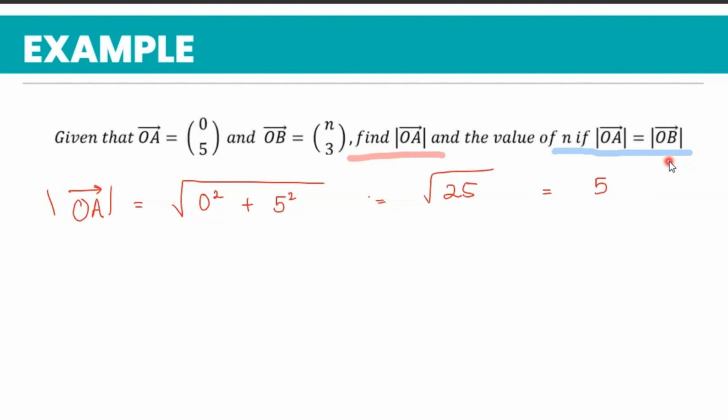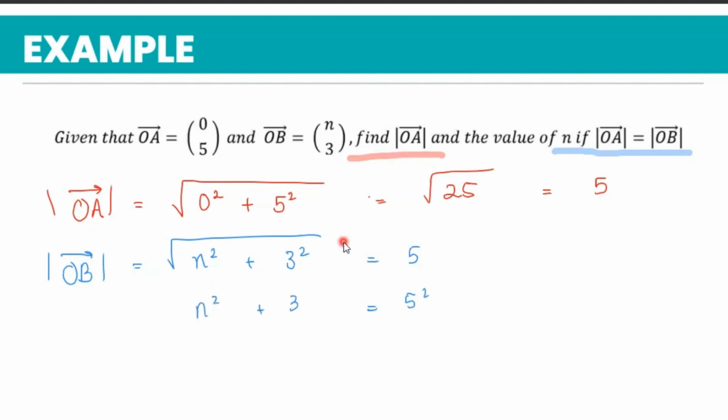So I can say that the magnitude of OB, which is basically the square root of n squared plus 3 squared, is also going to give me 5. And what I'm going to do at this point is solve this equation to find out what n would be. So to begin with, I can square both sides of my equation, and this would get rid of the square root over here. So I end up with n squared plus 3 squared.